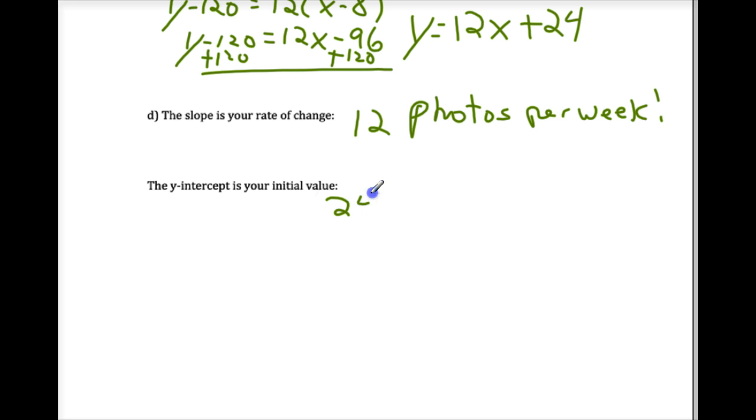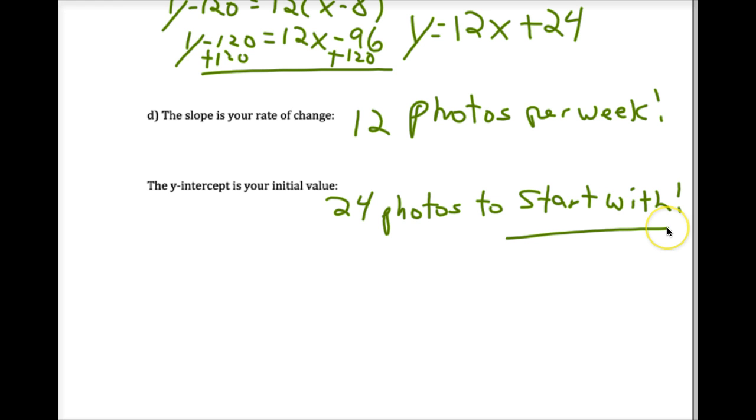24. What does that mean about the 24? It's kind of like the down payment when we're talking about photos. So 24 photos already saved to start with, already saved, however you want to word it.